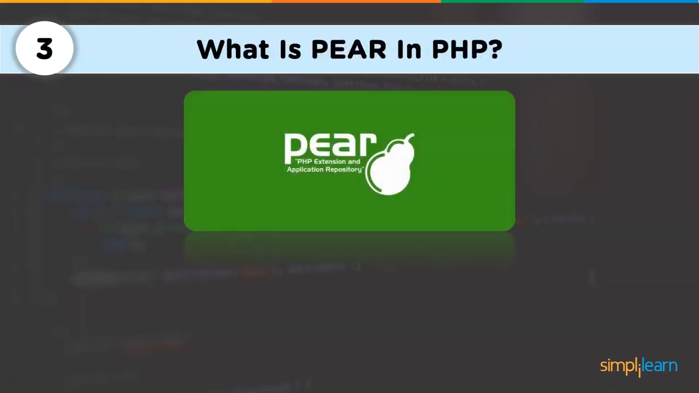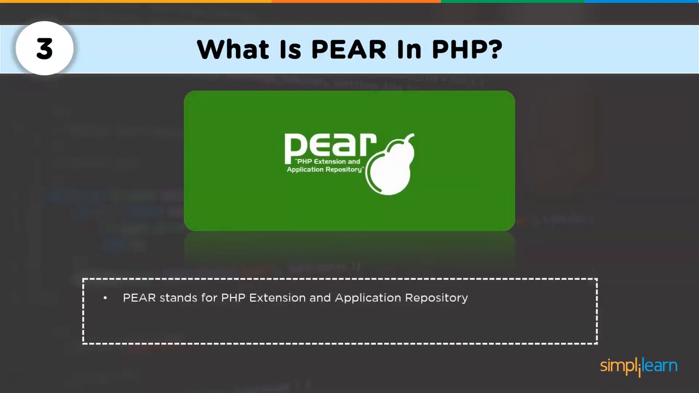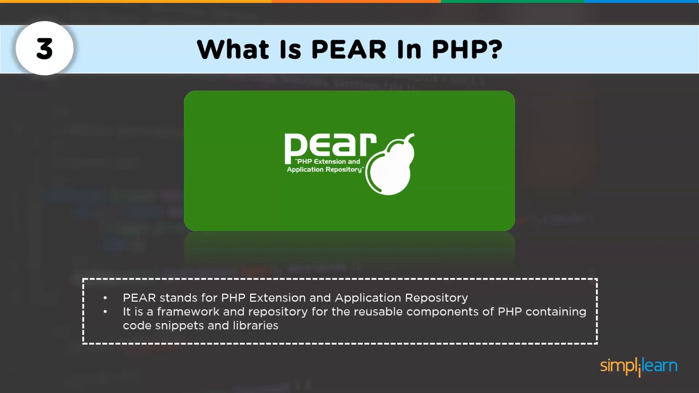Next, what is PEAR in PHP? Now, PEAR stands for PHP Extension and Application Repository. It is a framework and repository for reusable components, focusing on reusable components of PHP containing code snippets and libraries.